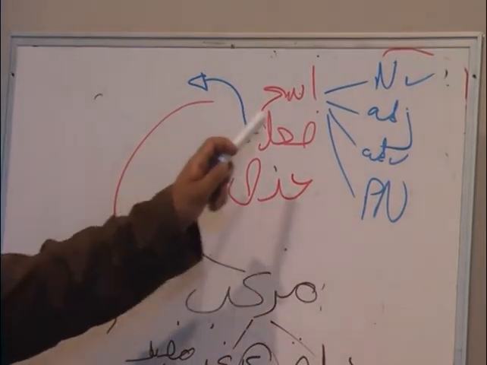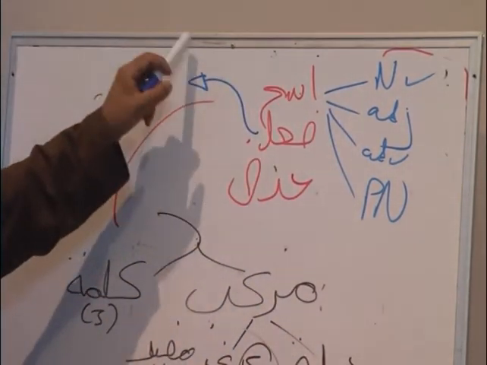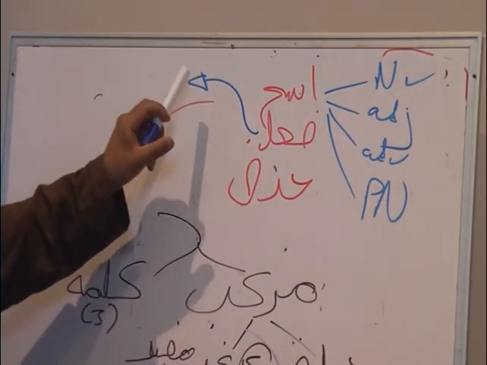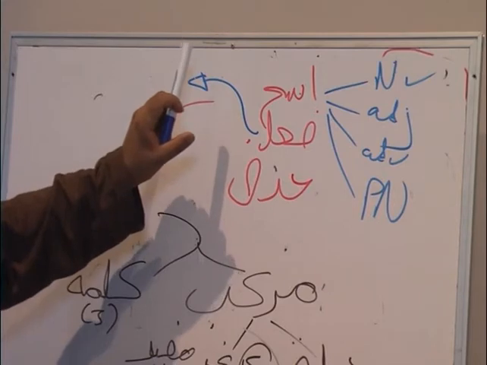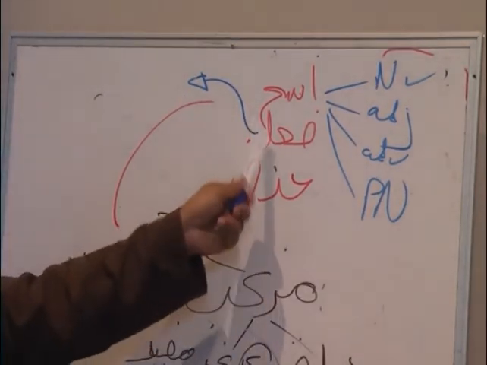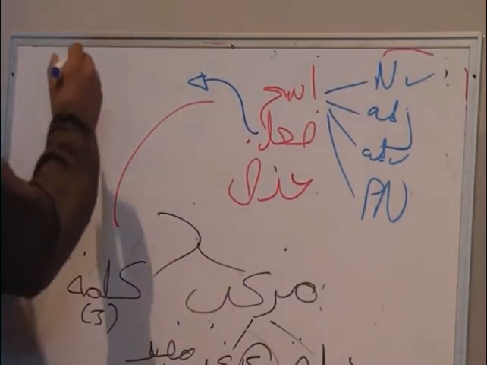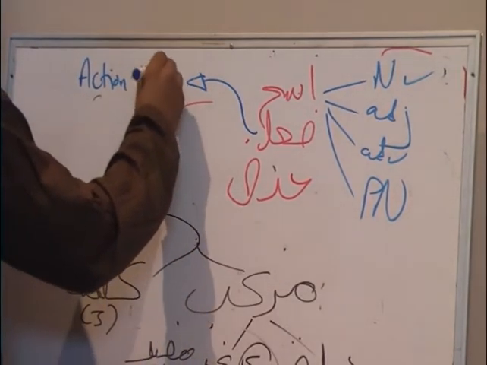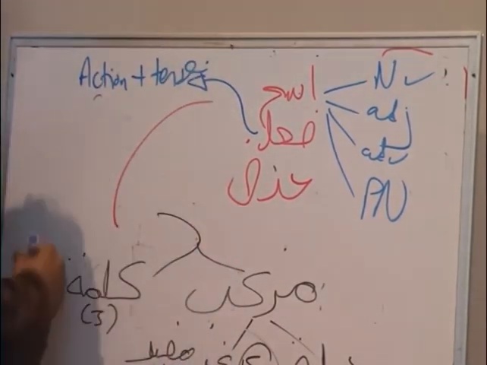And that's what differentiates it from the noun. Because the noun will describe an entity, whereas the verb will describe an action, but have it in a tense. So it's doing something in the past, present, or future. Alright? That is your fi'l. So it has a meaning of action, plus a tense that goes with it.